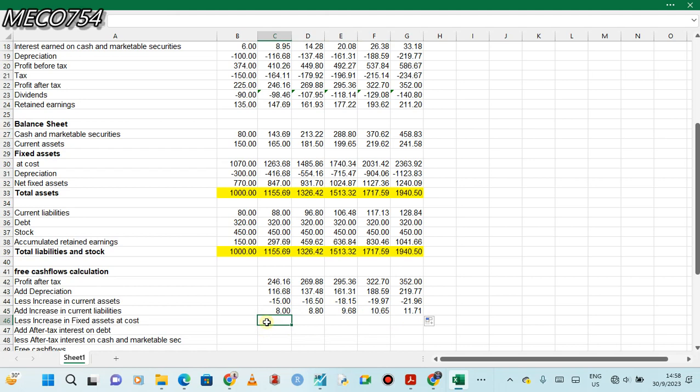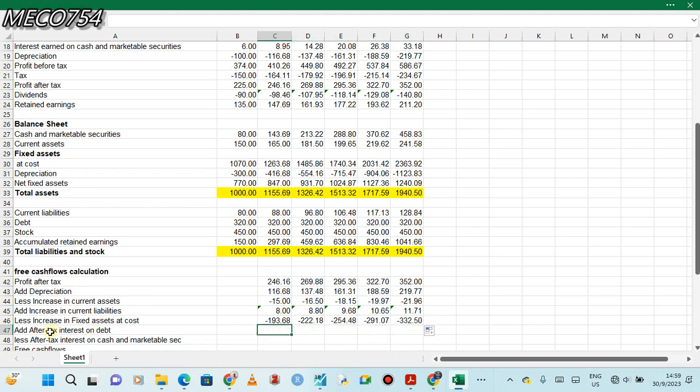Now let's go to the increase in fixed assets. Remember, you have to subtract this one, and it's at cost. So we are not using net fixed assets, we're using the fixed assets at cost. It's equal to our fixed assets at cost, subtract previous fixed assets at cost. But remember, we are subtracting this value, so let's put everything in a bracket and include a negative sign. Copy everything. There we go.